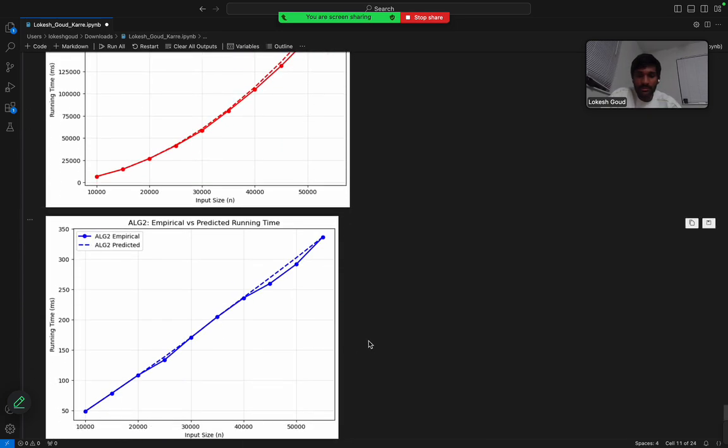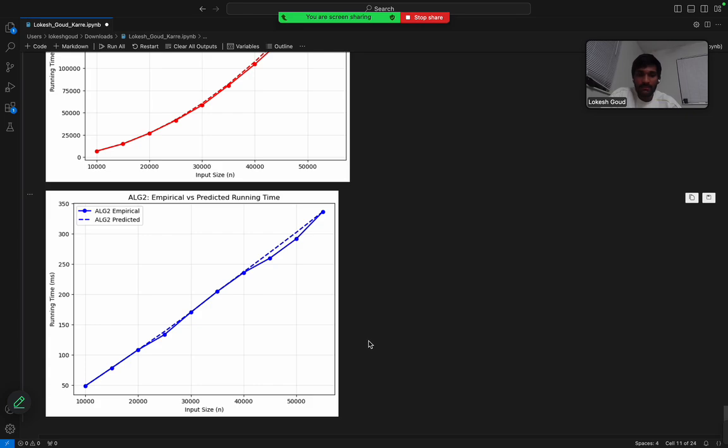To conclude, the experimental data confirms the theoretical complexities of both algorithms. The brute force approach grows quadratically, while the divide and conquer method achieves logarithmic-linear growth. This concludes my project demonstration for the closest pair of points problem.